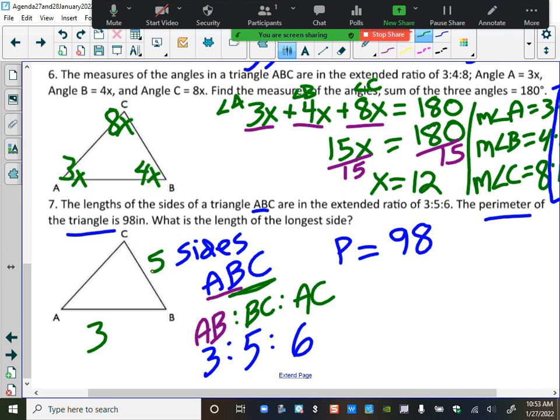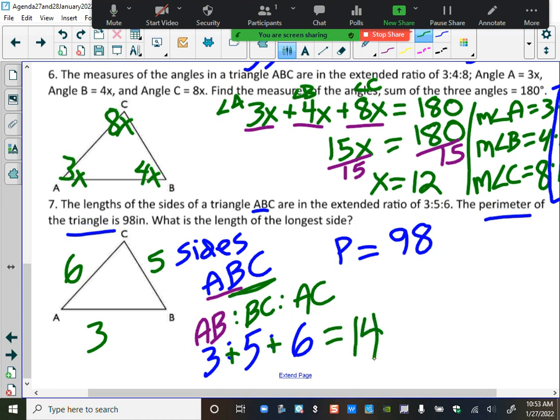I like what you're saying. Say that again. You just said something that was really important. 3x, 5x, and 6x. That's what's going to happen in the end. Because we know 6, 5, 3. If we add these three numbers straight up, 3 plus 5 plus 6, what's that going to give us? 14. 3 plus 5 plus 6 is going to give us 14.